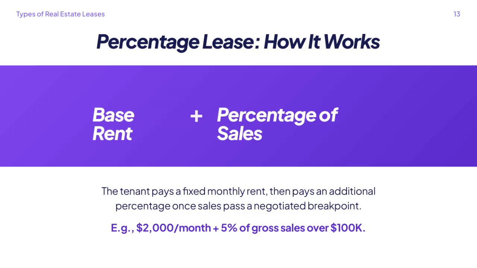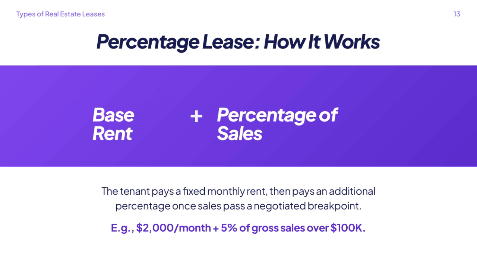Here we're looking at how a percentage lease works, which is a common type of lease in commercial real estate. Essentially, the tenant pays a fixed base rent each month. This is a set amount agreed upon in the lease. On top of that, they pay an additional percentage of their sales, but only once those sales surpass a certain threshold known as the breakpoint. For example, imagine a tenant pays $2,000 per month as base rent. If their gross sales exceed $100,000 in a given period, they then pay an additional 5% on the amount above that $100,000 mark.